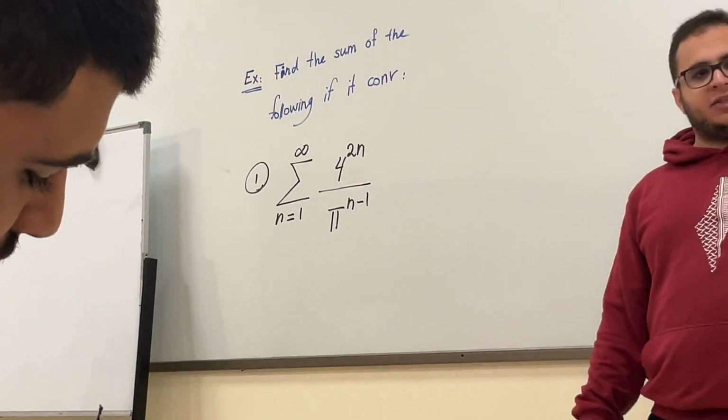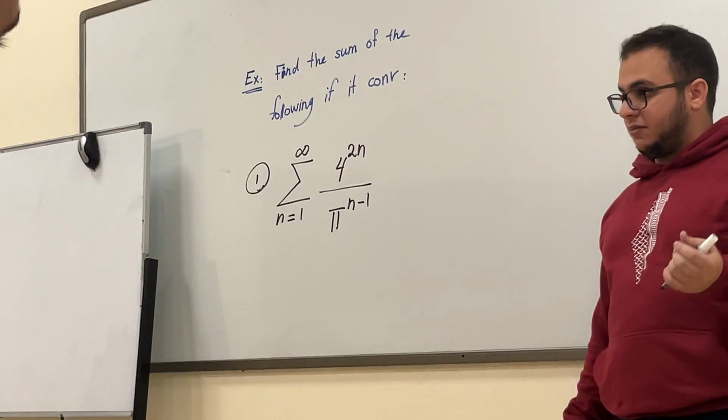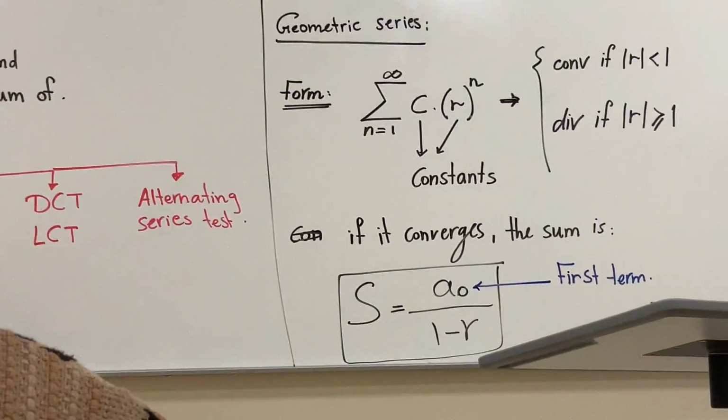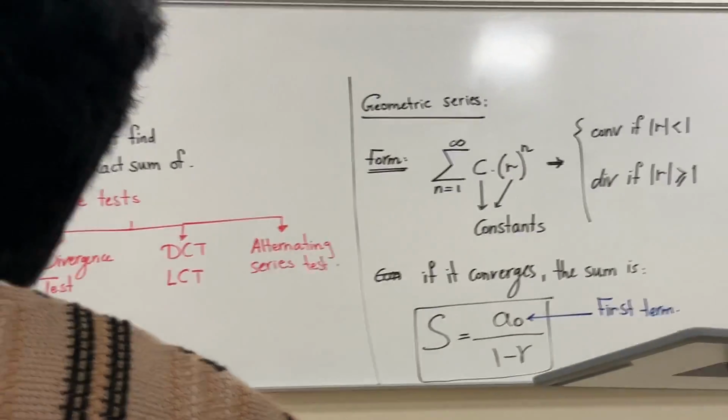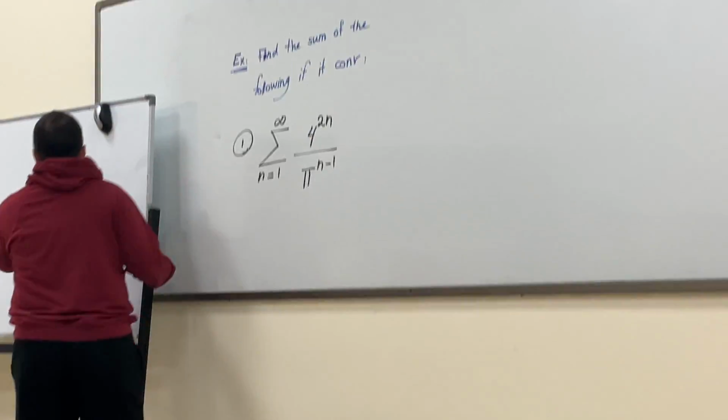Okay. Why is this a geometric series? Because you have some numbers power n, right? But is it written exactly in the form that I need? No, it's not. So I need to use pure algebra to make it in the form that I need. What are the algebra rules that we have?